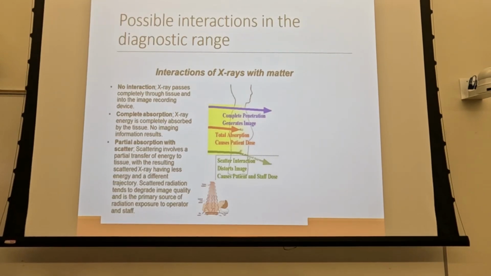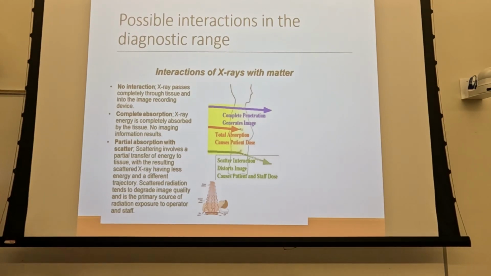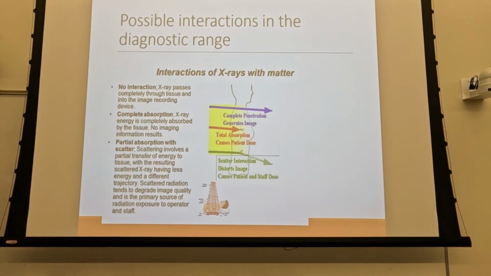All right, so really, you should have talked about potentially 6 different interactions. Actually 5, one subcategorized into 2. Primarily the interactions we're concerned with are the ones we just talked about: penetration, photoelectric absorption, and scatter radiation. But there are really 2 types of scatter radiation. There's Compton scatter, which is what we really mean when we talk about scatter. But there's also classical scattering.